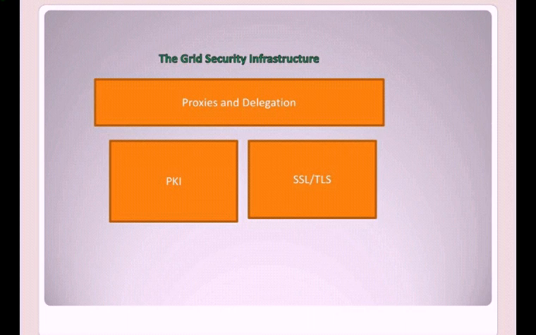The next is SSL and TLS. SSL refers to secure sockets layer, whereas TLS refers to transport layer security. Both SSL and TLS are cryptographic protocols that authenticate data transfer between server systems, applications and users. And finally, on top of PKI and SSL is proxies and delegation, which are mainly used for secure and single sign-on.